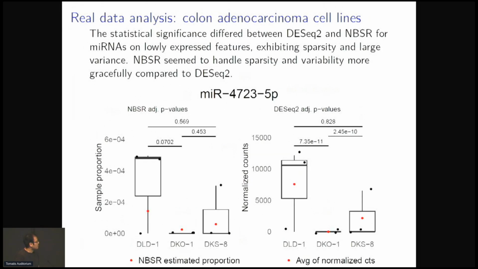And even for this one, miR47235P, there's quite a bit of sparsity. There are 0 expressions in DLD1, DKO1, and DKS8. In these cases, DSeq and HR seem to not work well, whereas MBSR seems to handle sparsity more gracefully. So the paper is up on arXiv. If you want to take a look and if you have any comments, that would be really appreciated. Thank you.